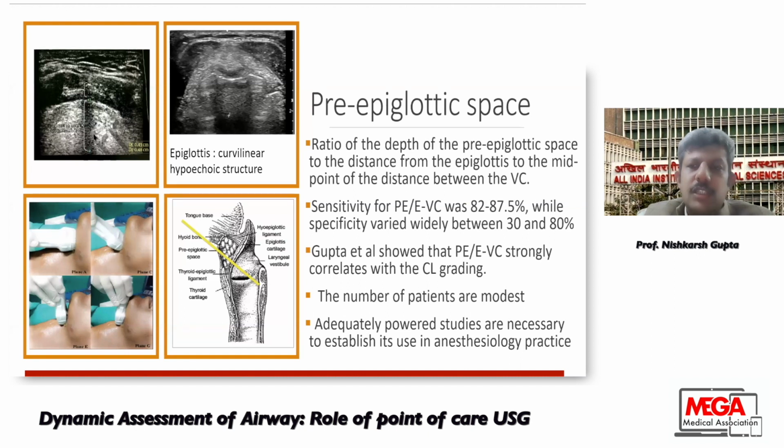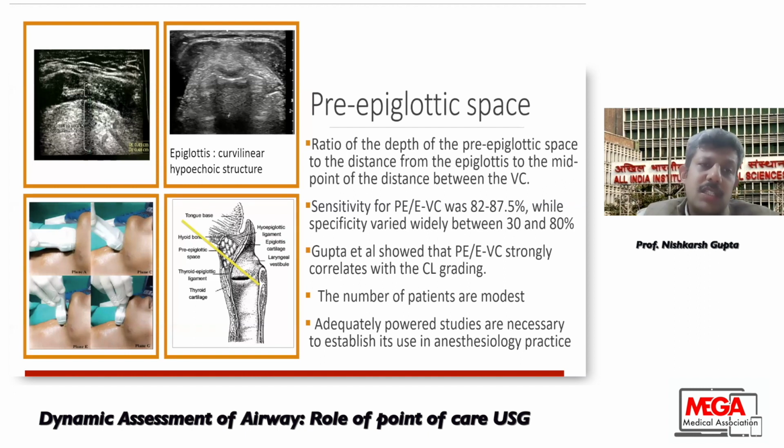The ratio of these distances has been shown to be very sensitive, up to 85 to 87%, with good specificity, and it also correlates well with the Cormack-Lehane grading. But in the study they did, the number of patients was small, so we could not make a very strong recommendation. Yes, further studies are needed to validate the findings. And if there is a decrease in the distance from the epiglottis to the vocal cords, overall difficulty in laryngoscopy is expected.